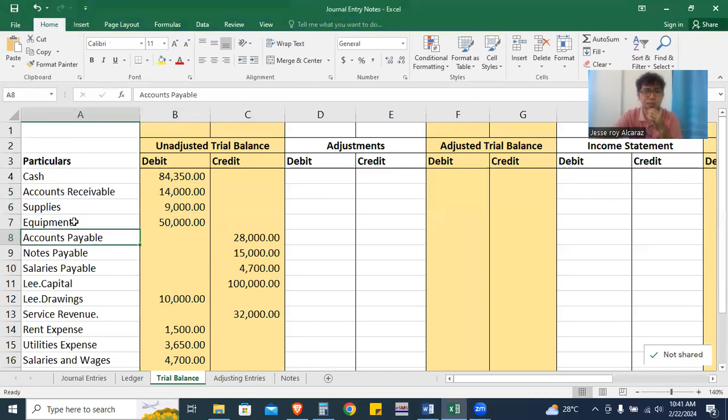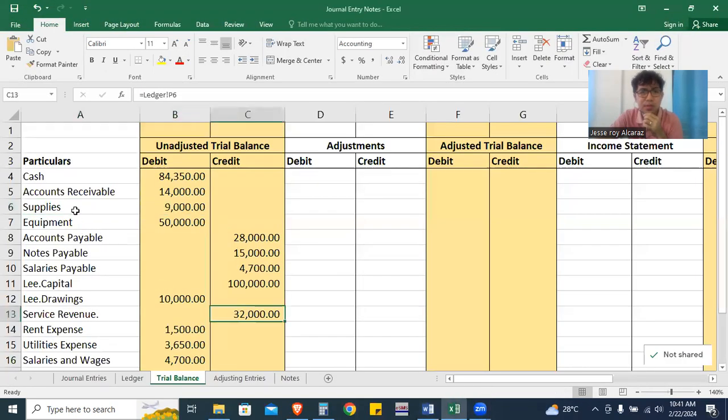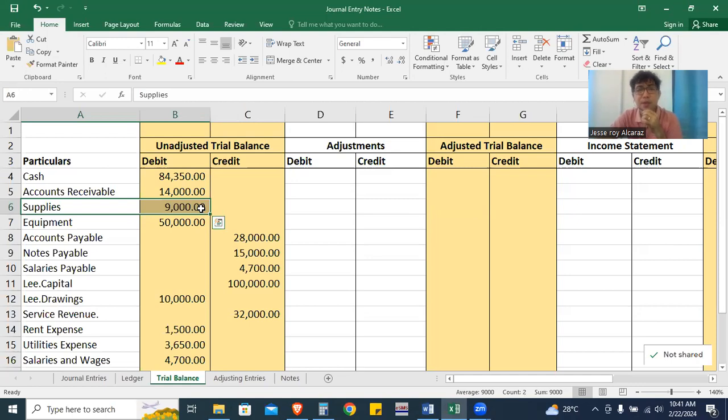For purposes of discussion, we have an existing supplies daw ng 9,000 pesos, and upon checking at the end of the period, ang nabili na lang daw kay 5,000. Okay, so correction, we have to refer it sa trial balance because what is given is the remaining supplies. So ang atong previously recorded supplies is 9,000 pesos. Ang nabili na lang daw is 5,000 pesos. Therefore, it was recorded previously at 9,000. Ang nabili na lang is 5,000.